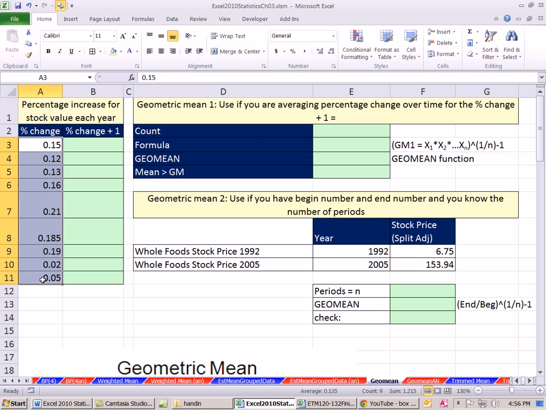Now, most people just use the mean or the average function. And in fact, in a lot of finance, people looking at stock values, bond value changes and all that kind of stuff, actually do use the mean or average function. As we'll see, we're going to do both here. The geomean is more conservative. It actually gives you the true average compounding rate. So it's a type of average when you have percentage changes.